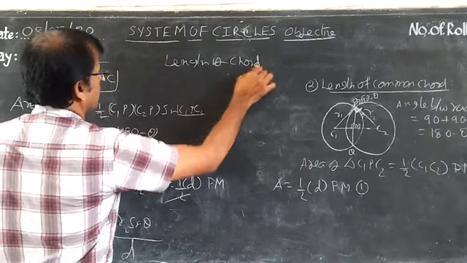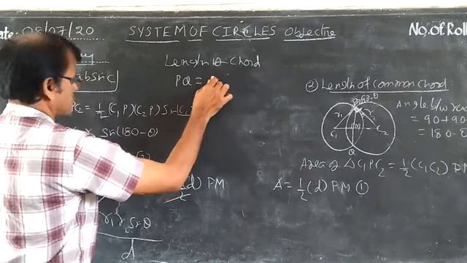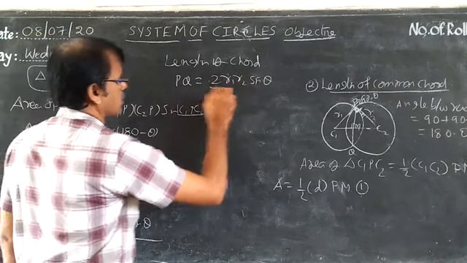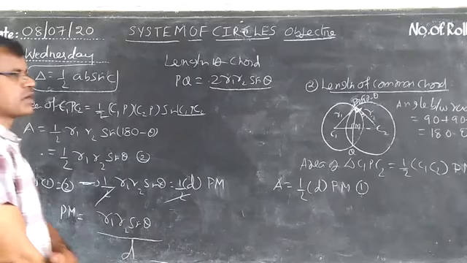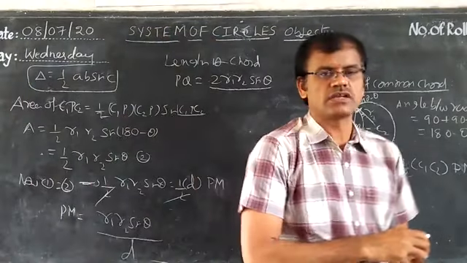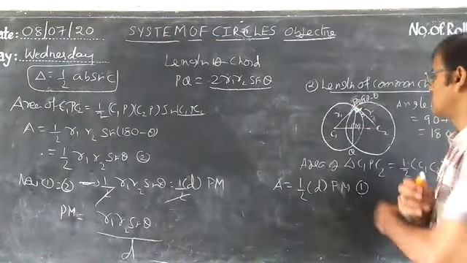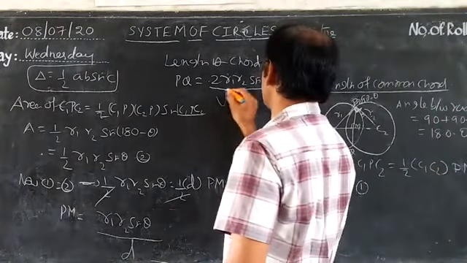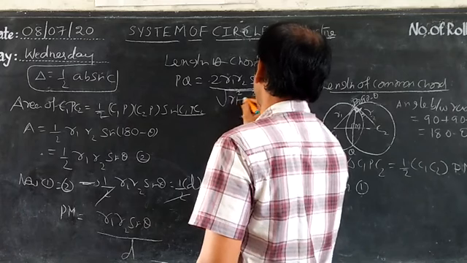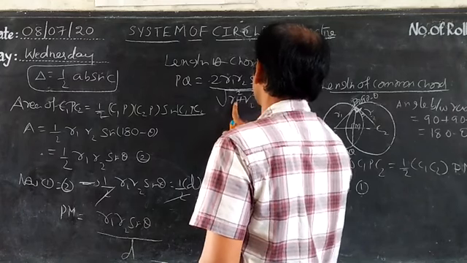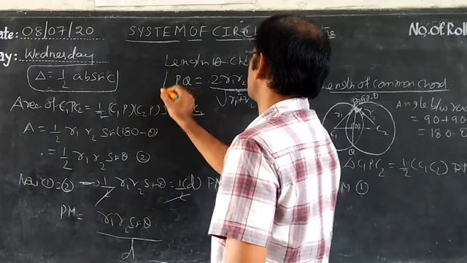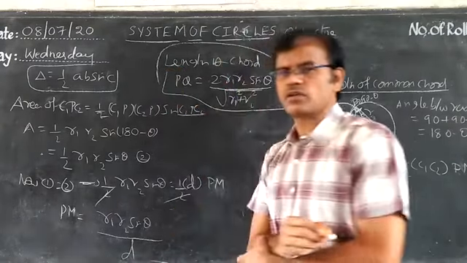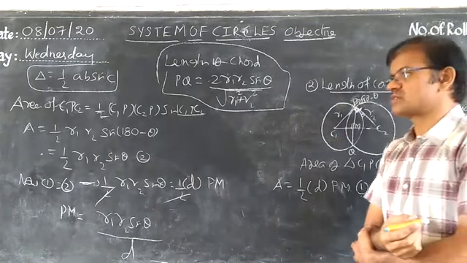Length of chord PQ is equal to 2 into R1 R2 sin theta by, what is D? Because this angle is 90 degrees in the triangle C1 P C2, D can be written as root of R1 square plus R2 square, using the right angle triangle property, the Pythagoras theorem. So don't forget, students, this is the formula: length of chord PQ is equal to 2 R1 R2 sin theta by root of R1 square plus R2 square.